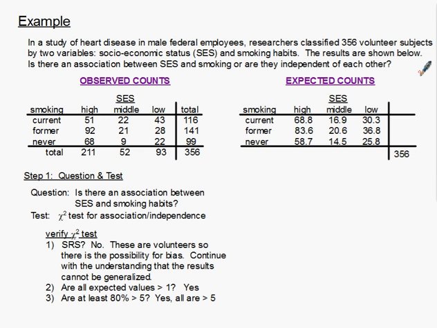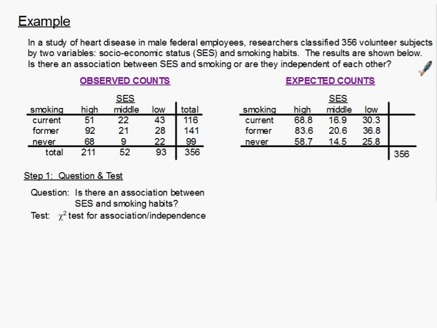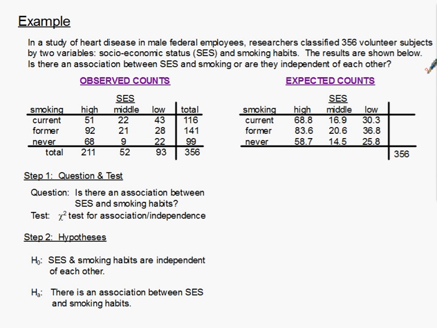So we just have to say the results are going to apply to these 356 people, and just be good with that. And of course, the counts are all above 1 and above 5. So we're going to continue with that caveat of not being able to generalize. Our hypotheses: our null hypothesis is that they're independent. Our alternate hypothesis is that there is an association between the two.